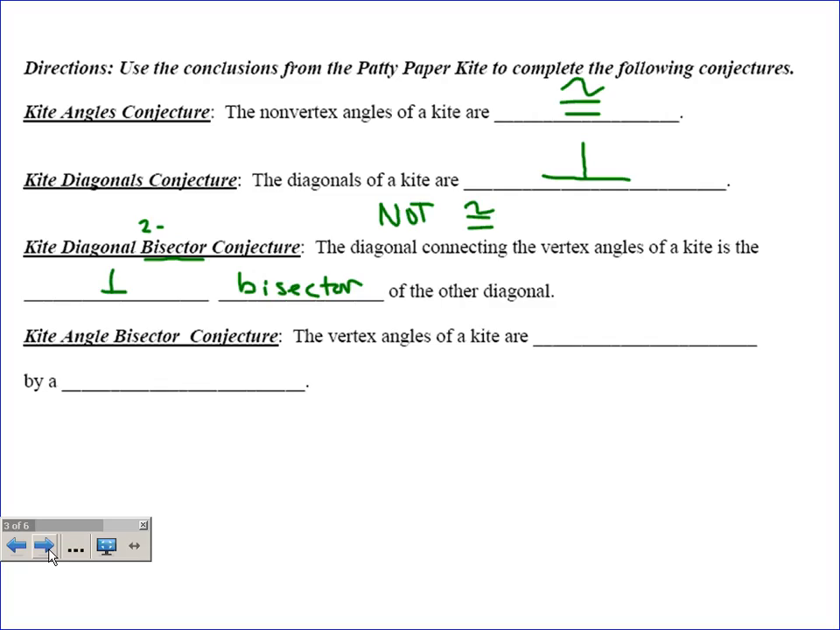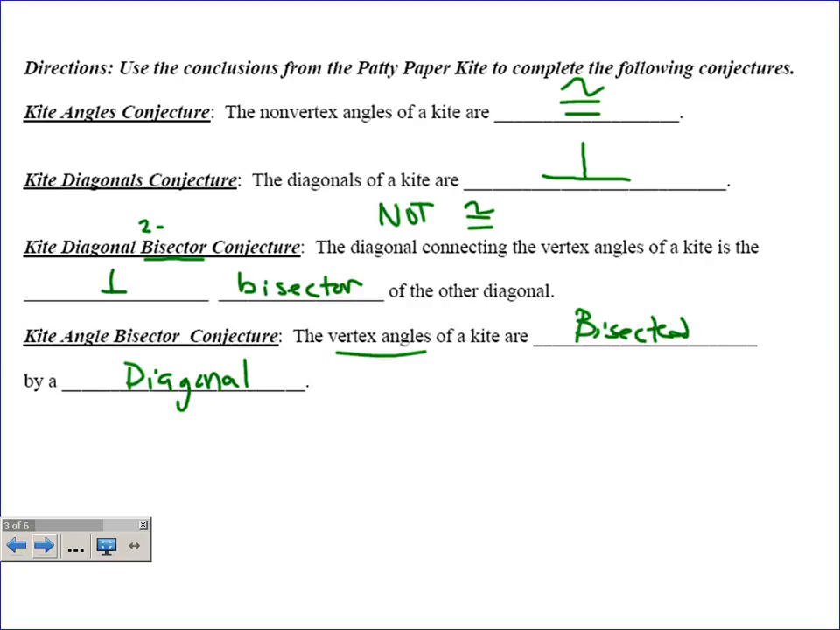Down here, the kite angle bisector conjecture: the vertex angles of the kite are blank by a blank. They would be bisected by a diagonal. What that means when it talks about the vertex angles, those are the angles at the top and bottom. Remember how we talked about how the angles at the top were congruent and the angles at the bottom were congruent? That's basically what's going on.